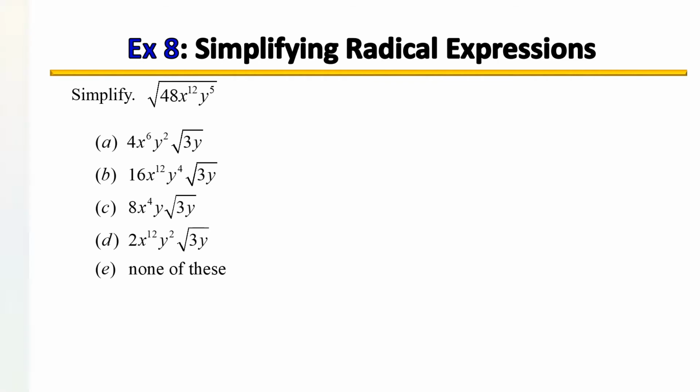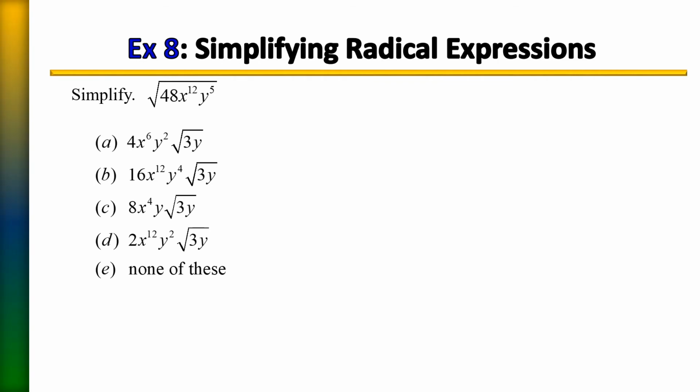In this example, we're going to simplify the square root of 48x to the 12th power, y to the 5th power. Well, first of all, starting with the coefficient of 48, 48 is not a perfect square. However, it does have a perfect square inside of it, because 16 times 3 is 48, and 16 would be the perfect square. Let's look at the variables.